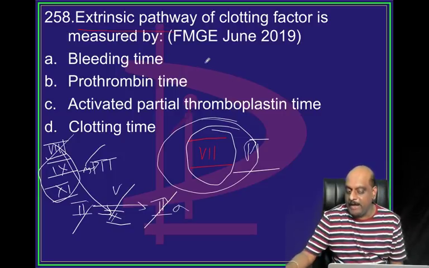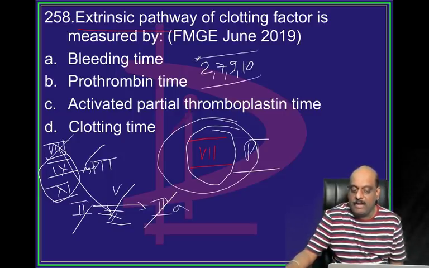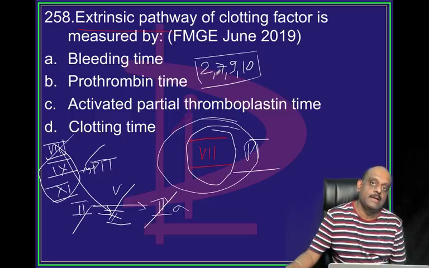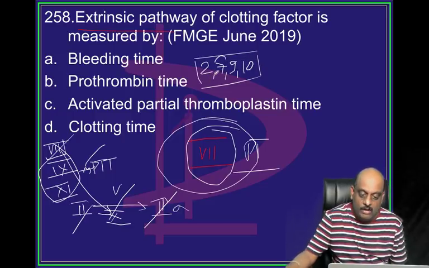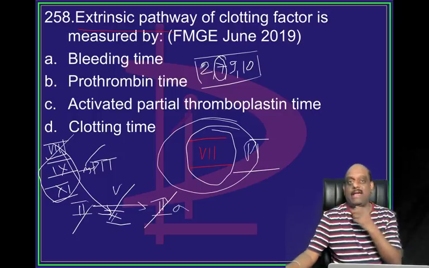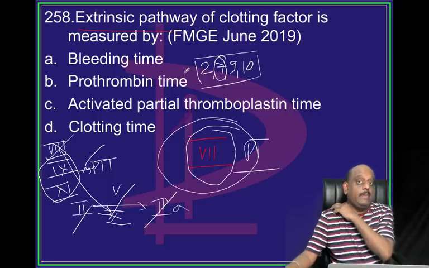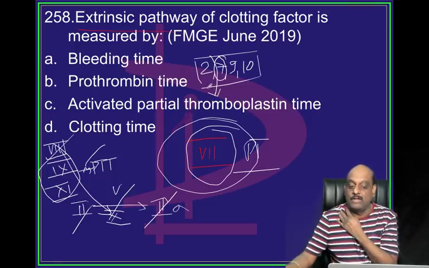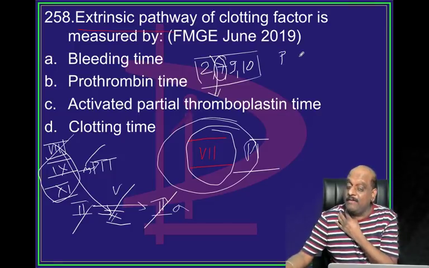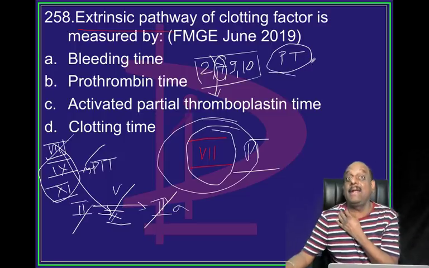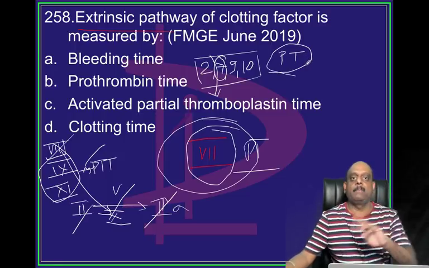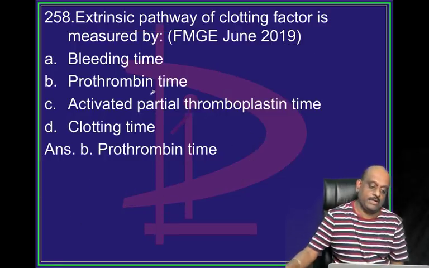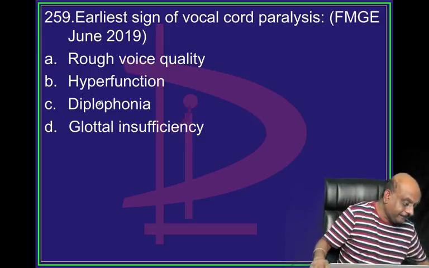Then what are vitamin K dependent factors, doctor? 2, 7, 9, 10 are the vitamin K dependent factors, but out of all, 7 has the shortest half-life. So whenever vitamin K deficiency is there, the first to fall is 7. First to prolong in early vitamin K deficiency is PT. Later on, both PT and APTT become prolonged. That's what you need to remember.